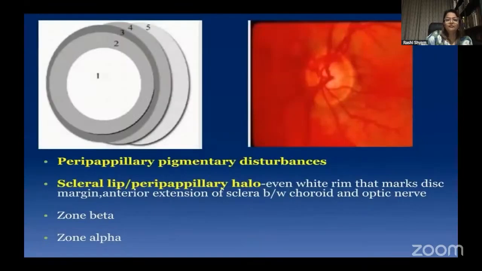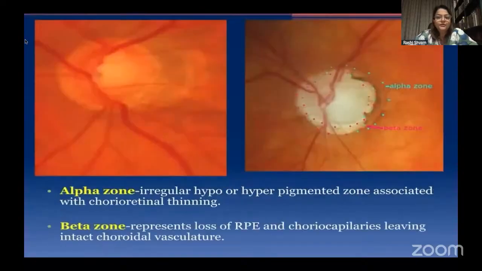Now we have the alpha and beta zones and the scleral rim. So it is very important to know the disc margin, and the disc margin we can make out from the scleral rim, which is like a white rim that marks it, and it is the point where you have the anterior extension of the sclera between the choroid and the optic nerve. Now then you have the beta zone, and then you have the alpha zone. So alpha zone is just hypo or hyperpigmentation, and this is a zone which is associated with chorioretinal thinning.